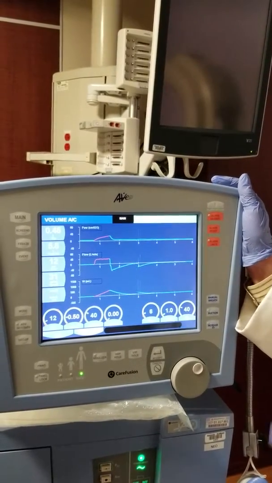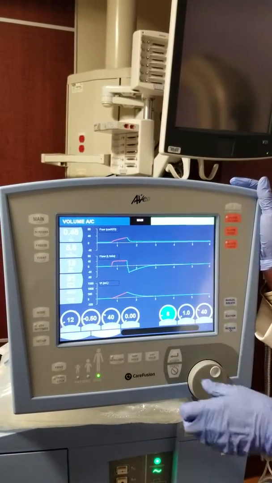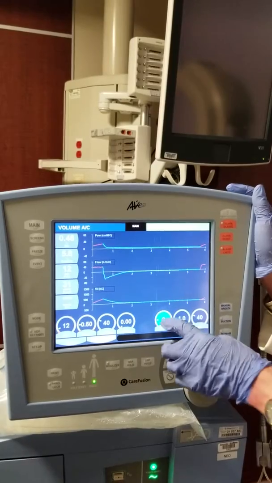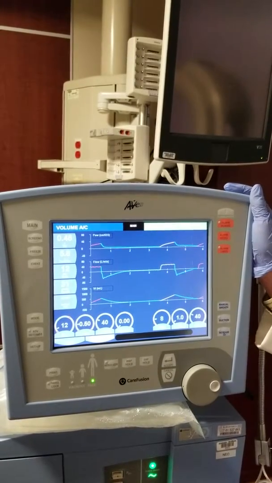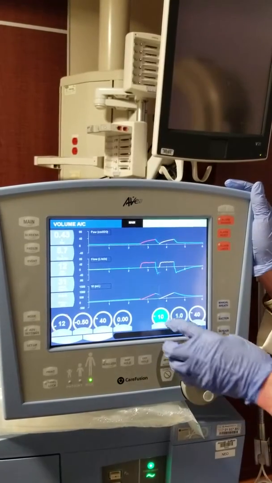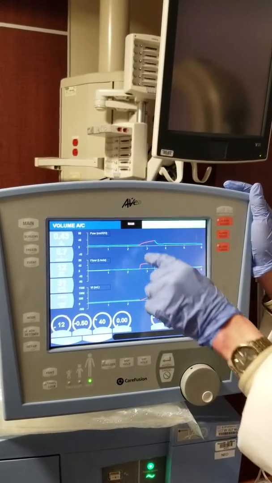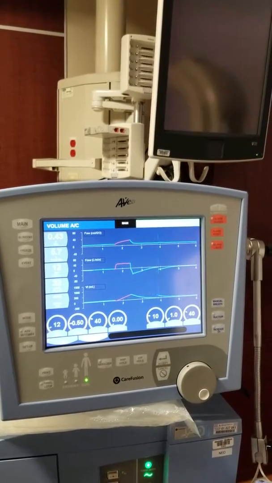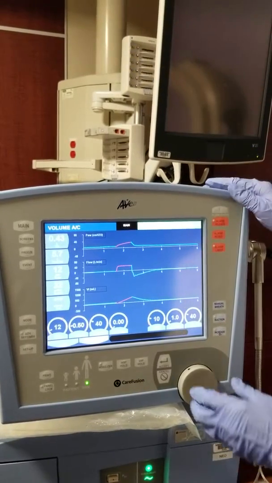So, how do we do this? Now you can grab PEEP. Now this is a test lung, so it probably isn't going to show us very much. You grab PEEP, you start adding it, until we get a nice flat line. You don't want it to be curved upward or inward.